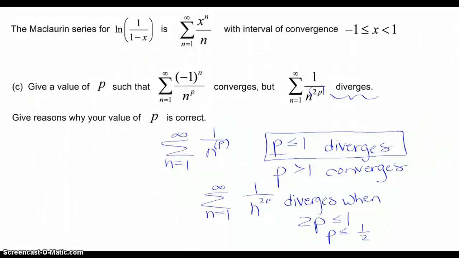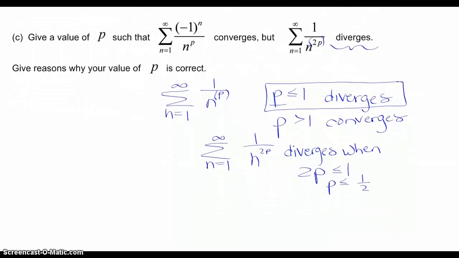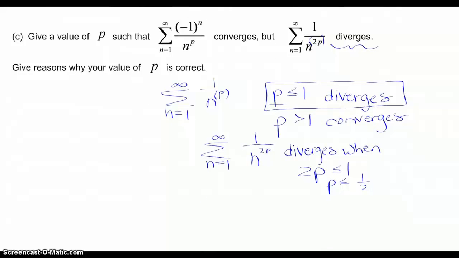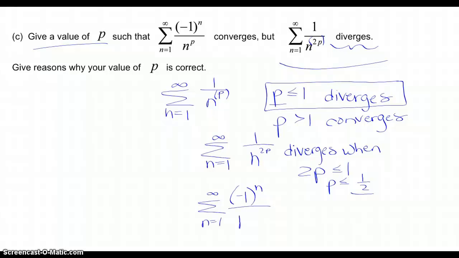So here's what we want to do. We want to see when p is less than or equal to 1/2, because it says find a value of p. Well, I have found a value of p that makes this a true statement. So now all I'm going to do is go back to my alternating series and plug that value in for p. Is it true that that converges?